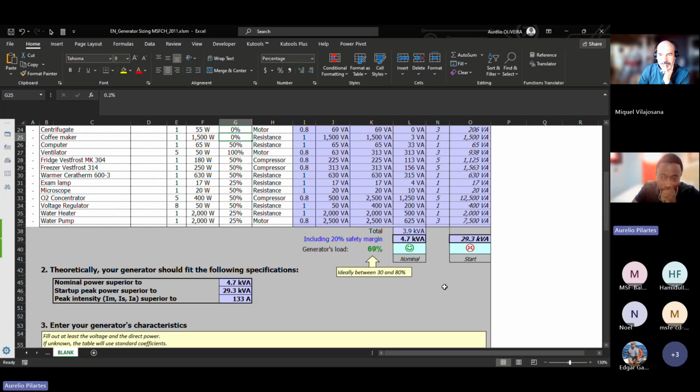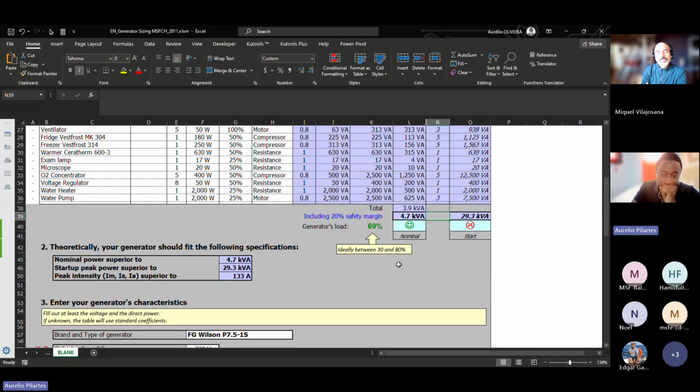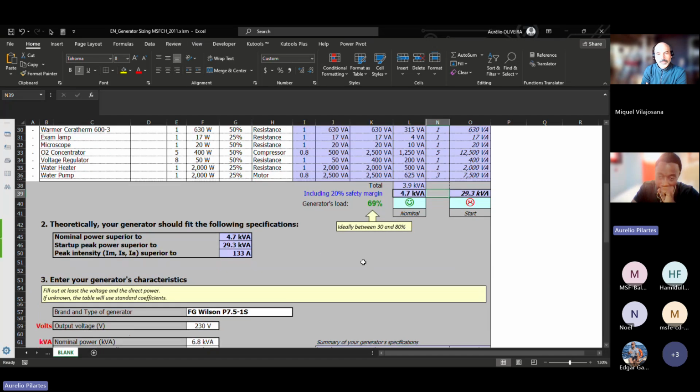So even with this small difference, when you apply the safety margin and choose your generator, because generators have standard sizes, most likely we might fall on the exact same generator. Let's move ahead then. After I have this, we choose the generator.